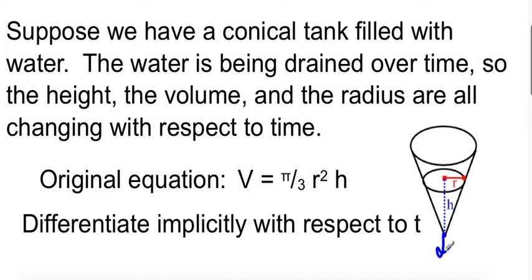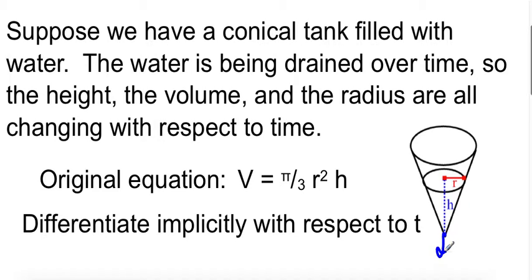So that means the height is changing. As the water drains, the height changes, the volume changes, and the radius changes. They all change with respect to time, but they're all changing at different rates with respect to time. The height may be changing faster than the radius.